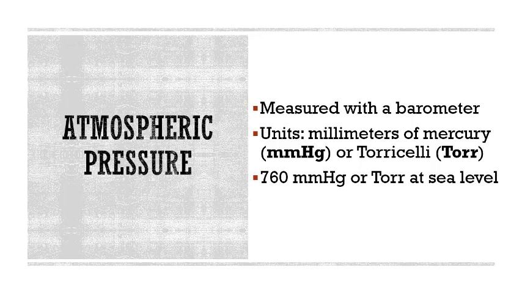The way that that's measured is with a barometer. It has 2 units of measurement that I want to talk to you guys about. It's got millimeters of mercury, so mm Hg, and Hg is the periodic table name for mercury. Hg stands for mercury. Or torricelli, and that's just TORR, so torr.